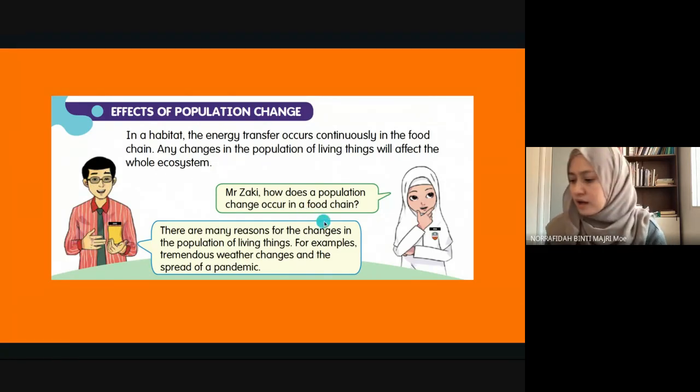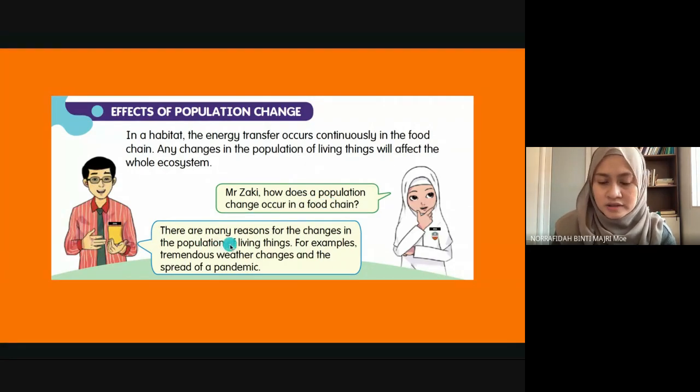For example, how does a population change occur in a food chain? There are many reasons for the changes in the population of living things. For example, tremendous weather changes and the spread of a pandemic. Tremendous weather changes, contoh perubahan cuaca yang mendadak. For example, like flood, banjir. Tiba-tiba ada banjir datang.